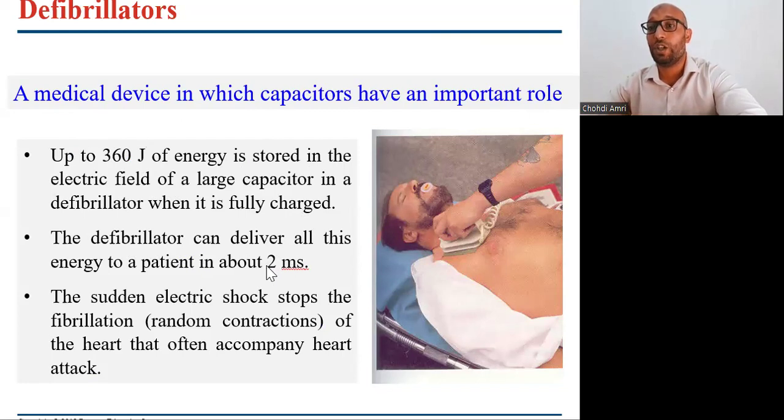It can be discharged to the body of the patient. The sudden electric shock stops the fibrillation, the random contractions of the heart that often accompany the heart attack.